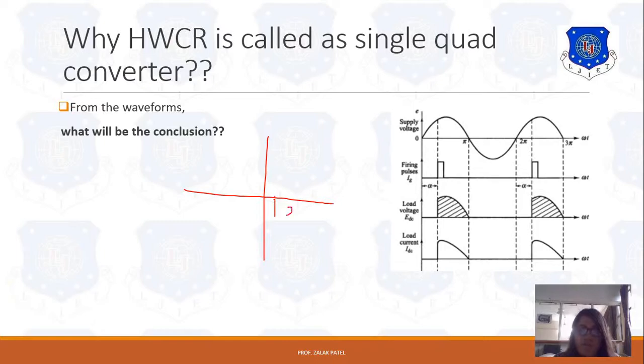So positive values are over here: 1, 2, 3. Again for this quadrant here, 1, 2 and 3 will be here. Again if we talk about the third quadrant, then it will be -1, -2 and -3 over here. And again in the fourth quadrant, -1, -2 and -3 will be here.